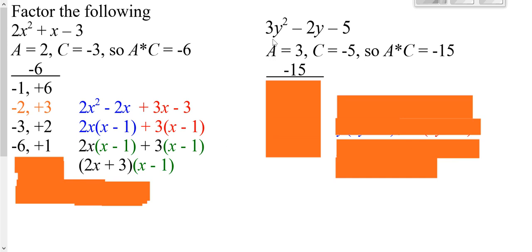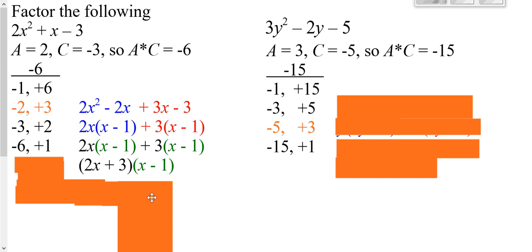So in this problem over here, we find our A, we find our C, we multiply them together, it gives us negative 15. We write out all the different possible combinations of numbers that multiply together to give us negative 15. And that's all these. Then we want to look at the pair of factors that will add together to give us this negative 2, which is what I have highlighted in orange.